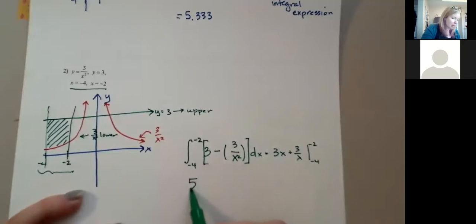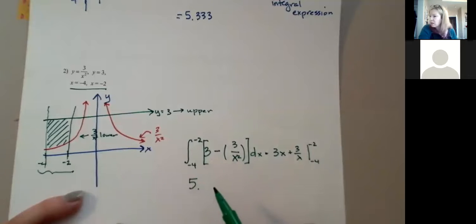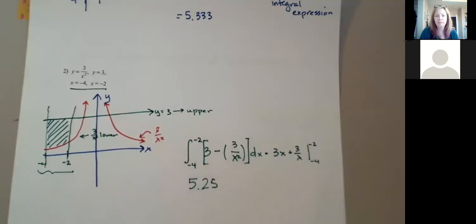And according to my calculator, the answer for this one was 5.25. Okay, so how do we do on that? We do okay? Does it make sense? Do you have any questions? What would you like to know?